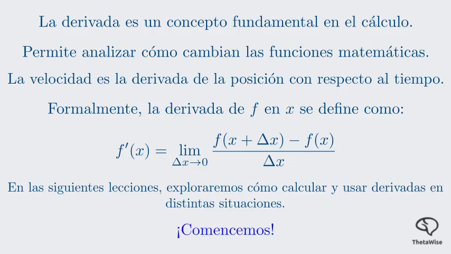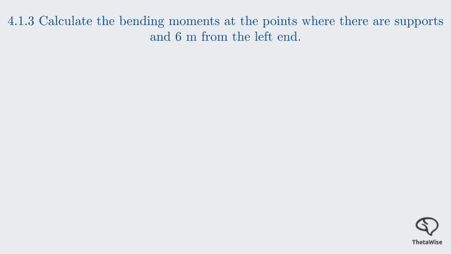We've now reached the third part of our problem, calculating the bending moments at the support points and at 6 meters from the left end. The bending moment, or BM, is a measure of the internal stresses that cause a beam to bend.